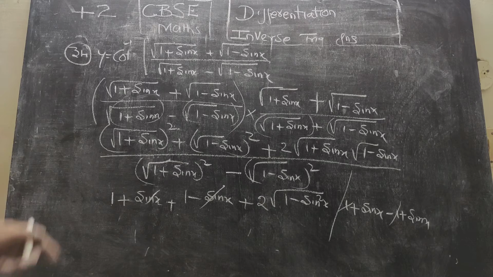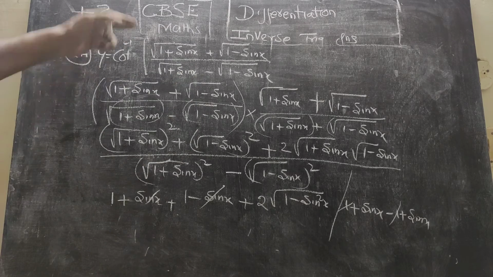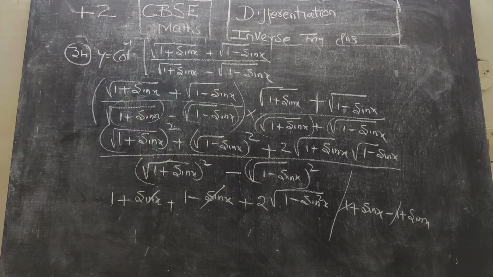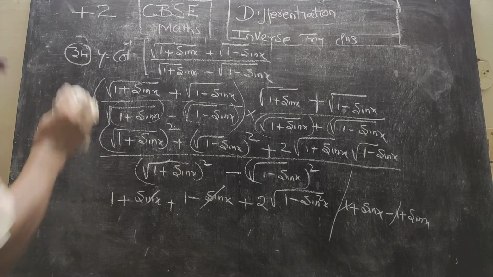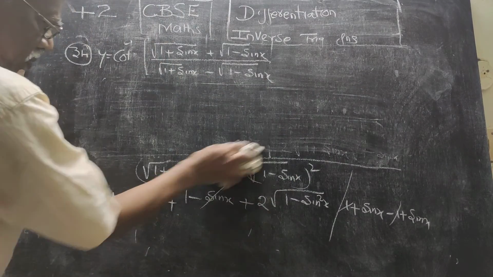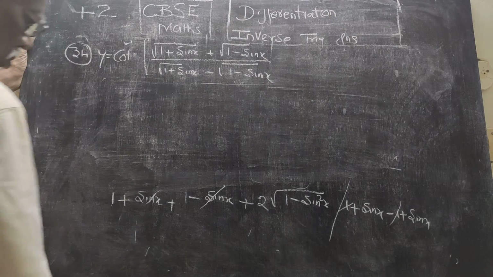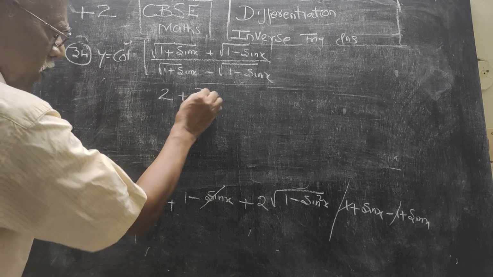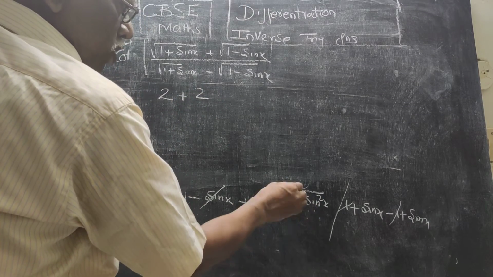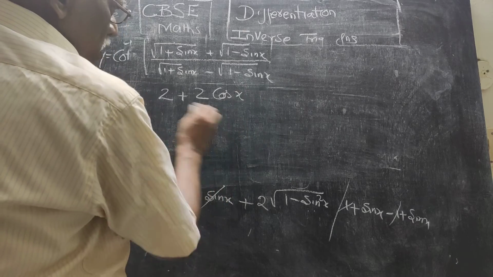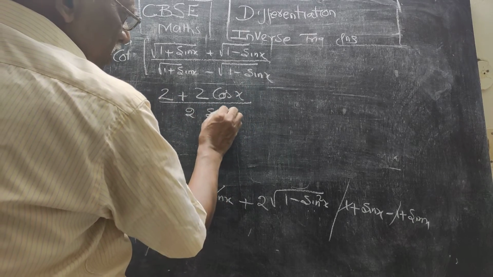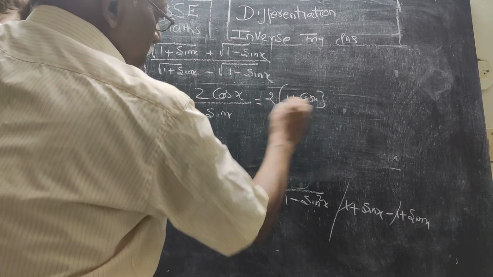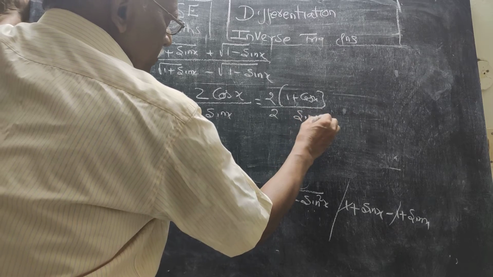I hope this part is clear. I have simply rationalized it, nothing but that. I am not using that 1 plus sin x formula. You know very well that from 9th itself you are doing this, so I have chosen that method. So this becomes now 1 plus 1, so this is 2 plus 2 root of 1 minus sin square x, which is cos square x, root of cos square x is cos x, and the denominator is 2 times sin x. Taking 2 out, this becomes 1 plus cos x over sin x.